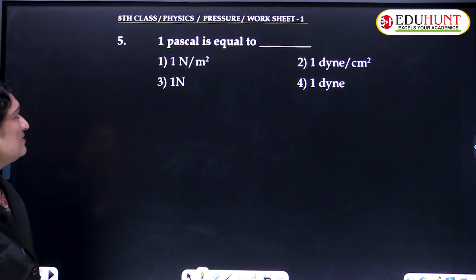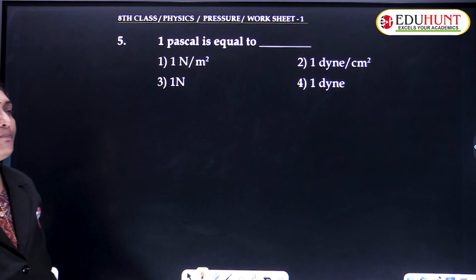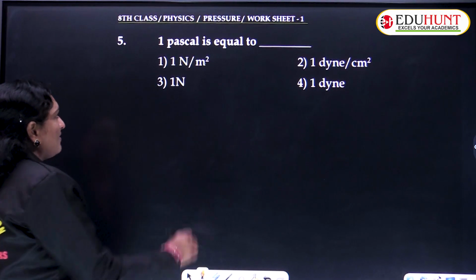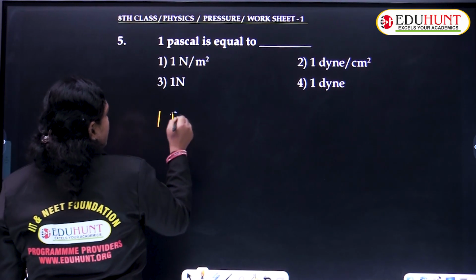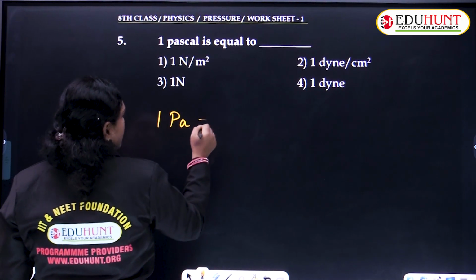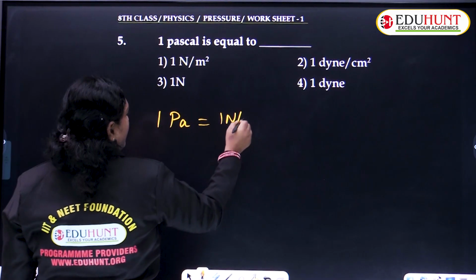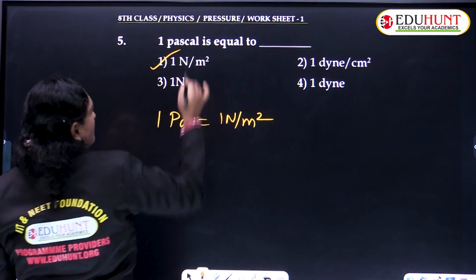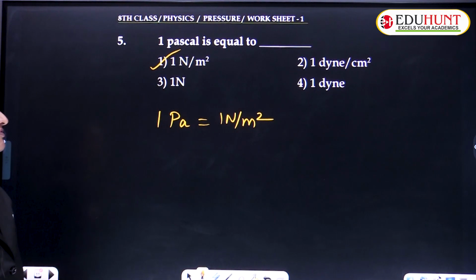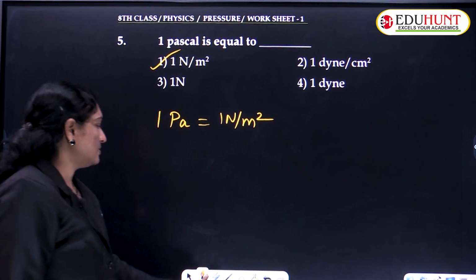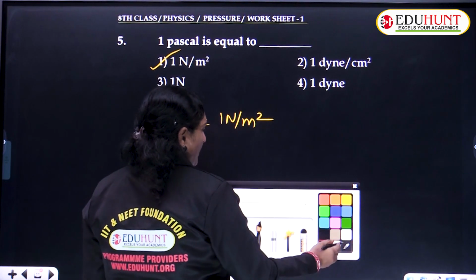Now let us have a look at the fifth question, children. 1 Pascal is equal to, just now we defined the value of 1 Pascal. How much is it, children? 1 Pascal is equal to 1 Newton per meter square. So the correct option must be the first option, that is 1 Newton per meter square.